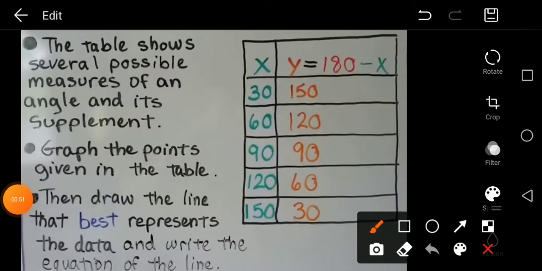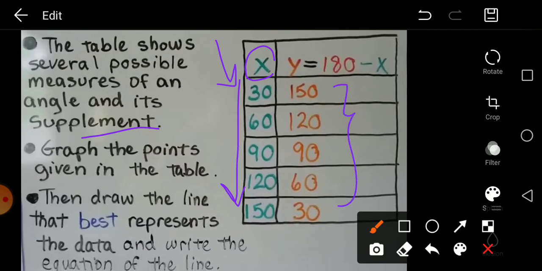The table shows several possible measures of an angle and its supplement. As you see in this table, I have these numbers for x, and I have their supplements. So graph the points given in the table, then draw the line that best represents the data and write the equation of the line.